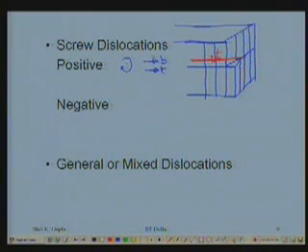Well, similarly, the negative dislocation, we represent like this, and the T vector and the B vector are related in this fashion, which is anti-parallel. And this configuration I showed you yesterday.